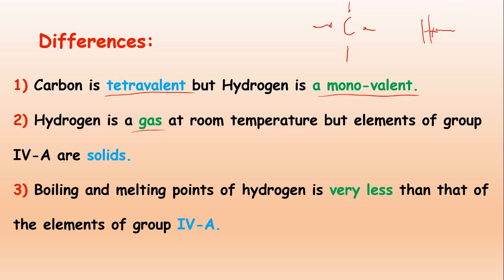Hydrogen is a gas at room temperature, but the elements of fourth A group are in solid state. The boiling point and melting point of hydrogen are very low compared to the fourth A group. As we know that hydrogen is a gas and the 4th A group are solid, so definitely there will be a huge difference between their boiling and melting points. So these are the differences when we compare hydrogen with the 4th A group carbon family.